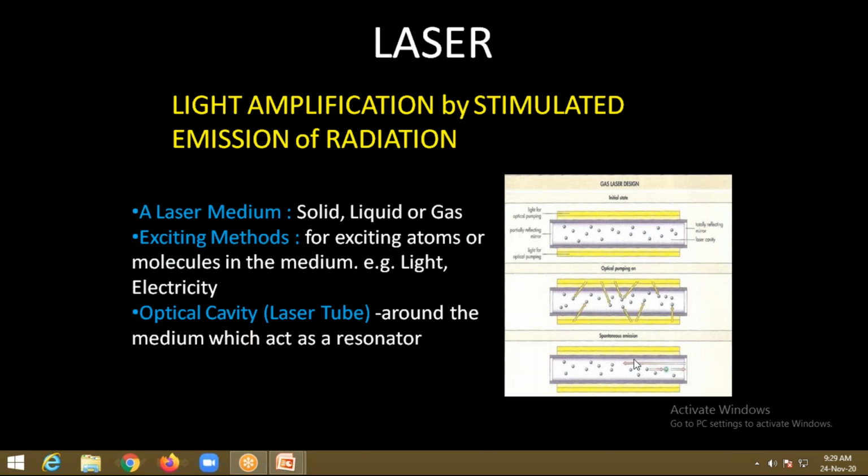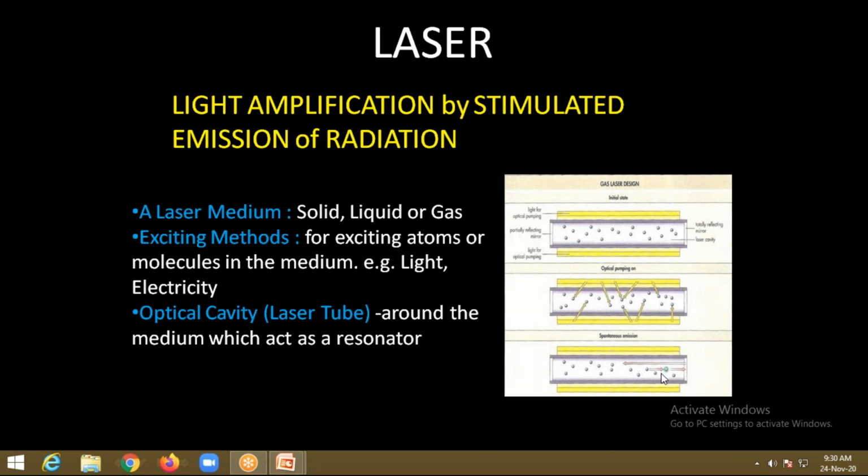Once you stop the optical pumping of light, they come back to their normal state from the excited state. When they come back, they emit radiation. That emitted radiation is nothing but laser, which is amplified by the mirror. You can see there is a mirror on either side, and it goes on getting reflected. The energy released when they come back to their resting state is amplified by reflection from the mirror.